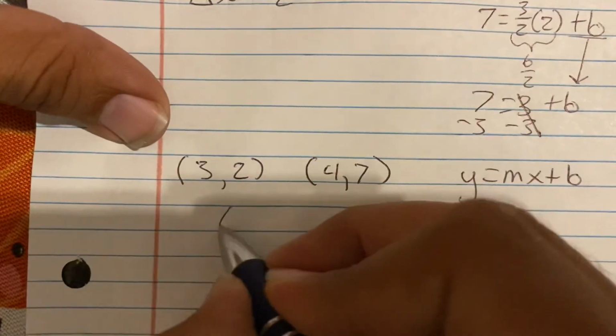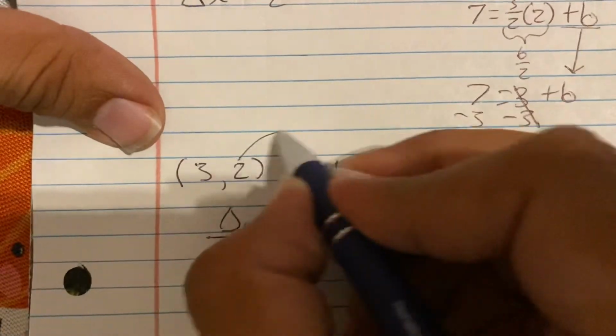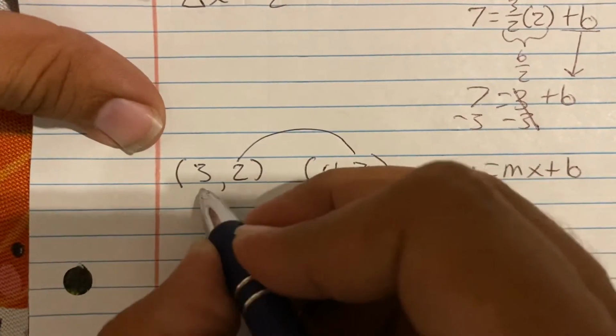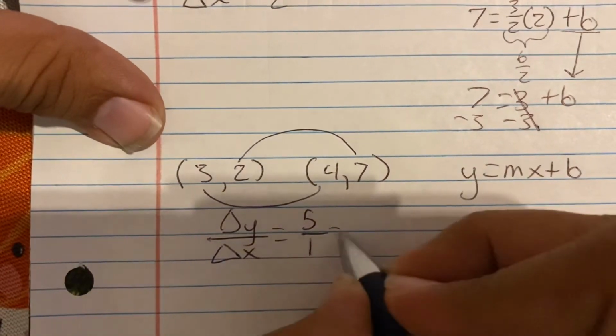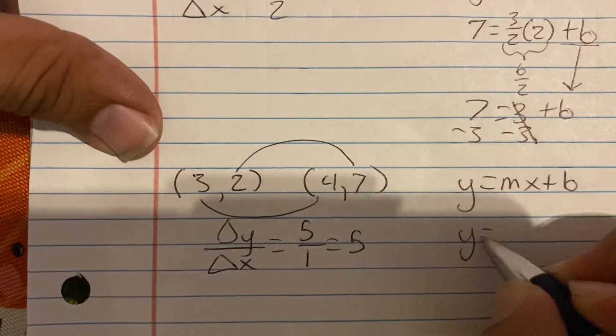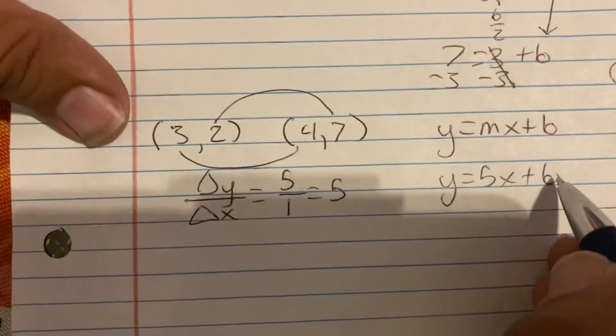So remember, change in y divided by change in x. 2 to 7 is up 5, so positive 5. 3 to 4 is up 1, so this is just going to make 5. So the slope is 5. So now I have this: 5x plus b. Still missing that b.